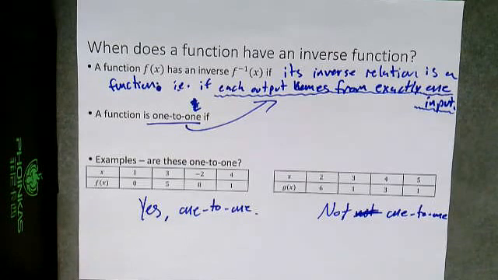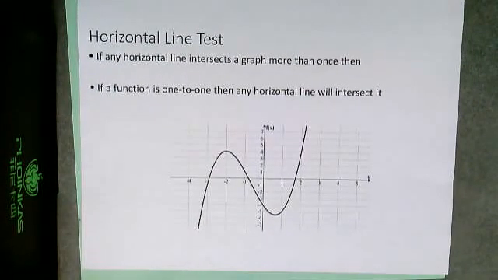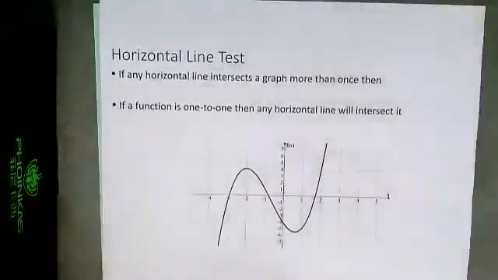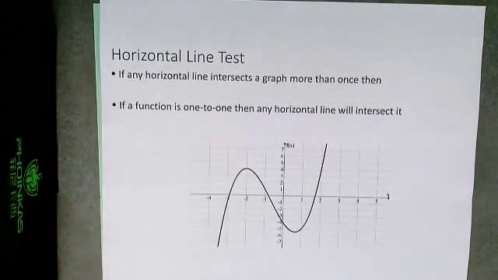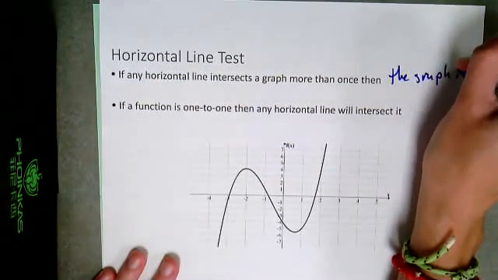There's another way to see or test when a function is invertible, and that is through the horizontal line test. If any horizontal line intersects the graph more than once, then the graph is not one-to-one.